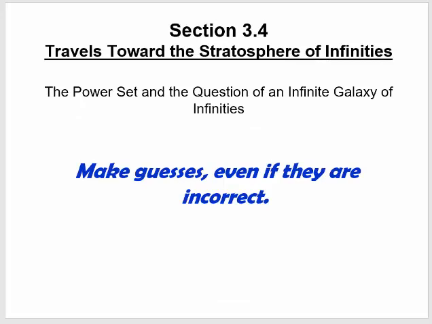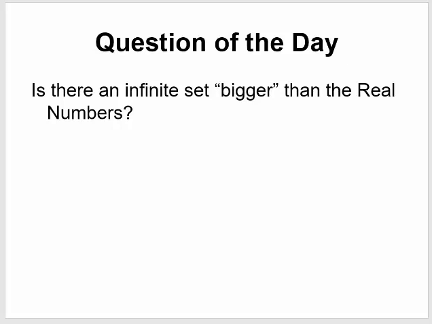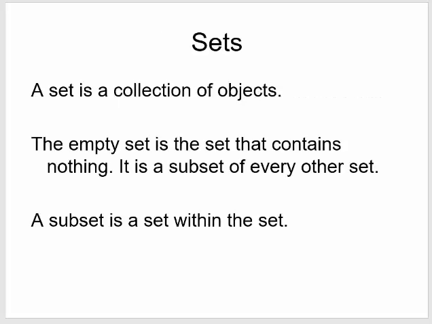Okay, so that moves us into section 3.4, where we talk about something called the power set. And again, here's the question: is there an infinite set, quote unquote, bigger than the real numbers? We were talking about there being more real numbers than natural numbers, but now is there something bigger than the real numbers? So let's do a quick review of sets. A set is a collection of objects. The empty set is the set that contains nothing. The empty set is a subset of every other set, and a subset is a set within a set.